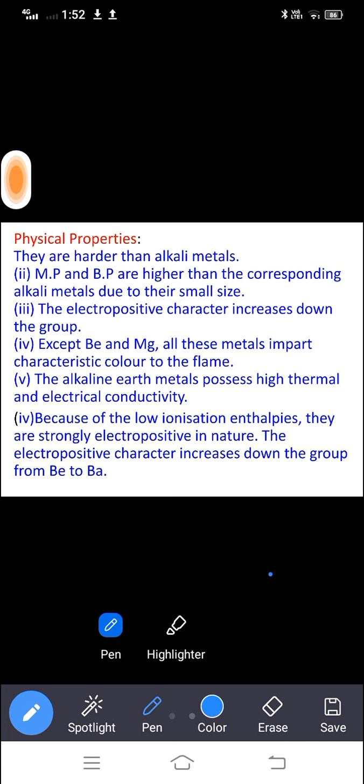Alkaline earth metals have high thermal and electrical conductivity, as alkali metals do. As they have a low ionization enthalpy, when you move down the group, the electropositive nature increases. So the electropositive nature increases from beryllium to barium, because size increases.